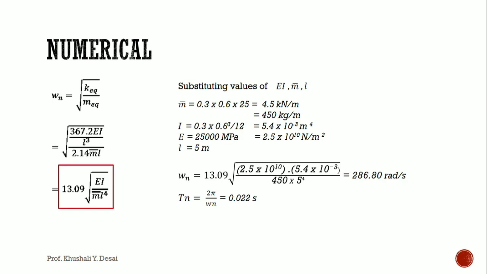E and I can be obtained. E is given already. I is nothing but BD cubed by 12 for rectangular cross section. It comes out to be 5.4 into 10 raised to minus 3 meter raised to 4. So when K is in Newton per meter, your mass has to be in kilogram for omega n to come out as radian per second. Substituting these values, omega n comes out to be 286.8 radian per second, and time period comes out to be 0.022 seconds. And these are the outputs required.